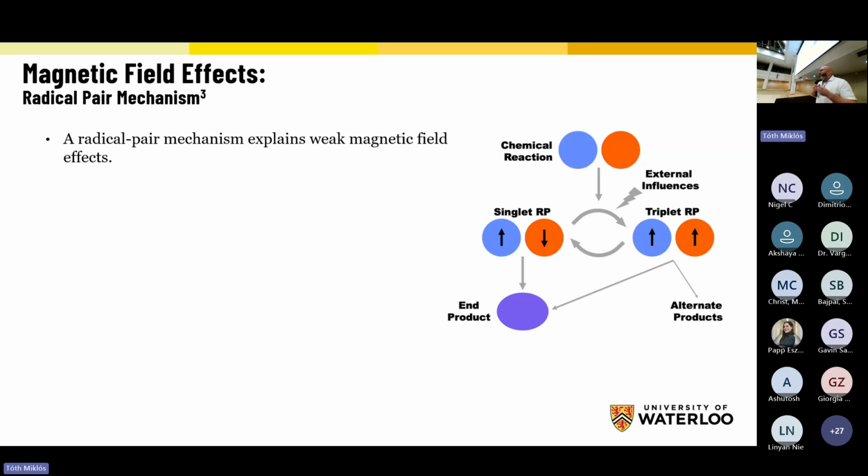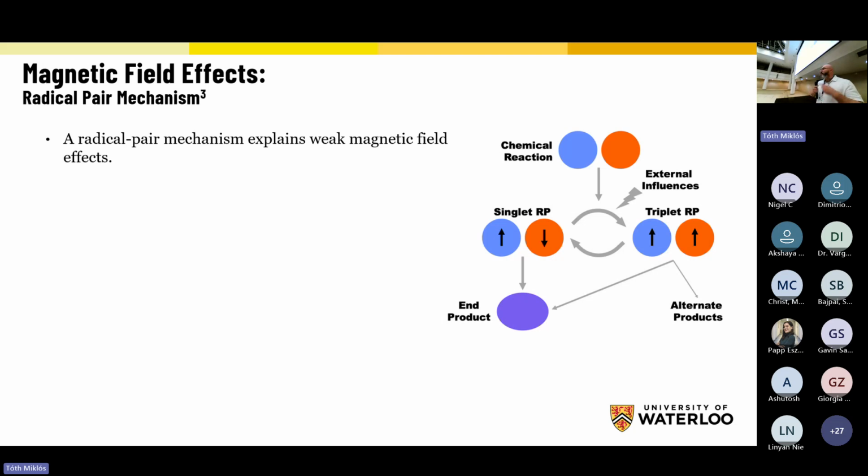And depending on how those are formed, and depending on the dynamics that are involved, this singlet radical pair or this triplet radical pair can oscillate back and forth in some quantum superposition. And that can be influenced by external factors such as weak magnetic fields, such that it can force it to stay in the triplet state or stay in the singlet state for longer periods of time.